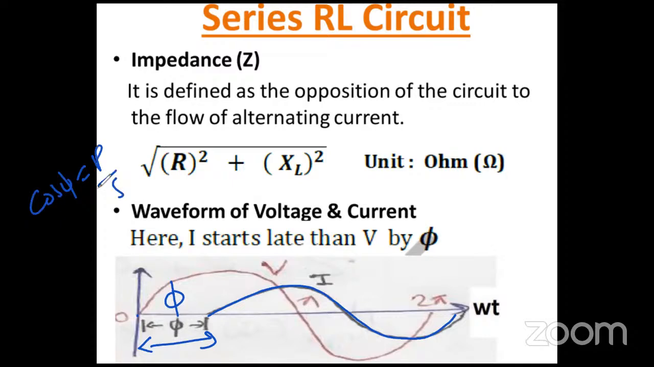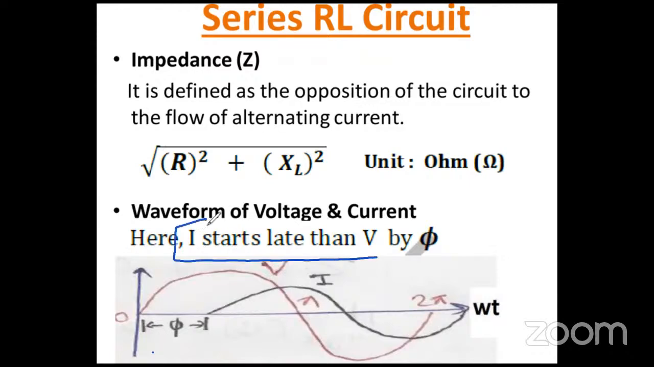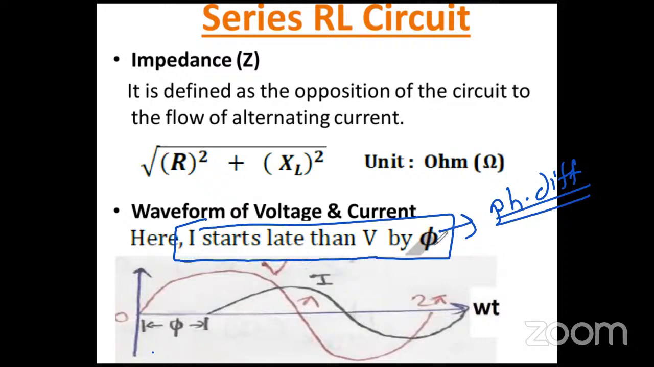Cos φ is equal to P by S. We will find it out from here. But right now I don't know what φ is. But I know that it is late. So I starts late than V by φ. Right now I don't know what φ is. But what is φ? φ is a phase difference. So the concept is known, right, what is φ?